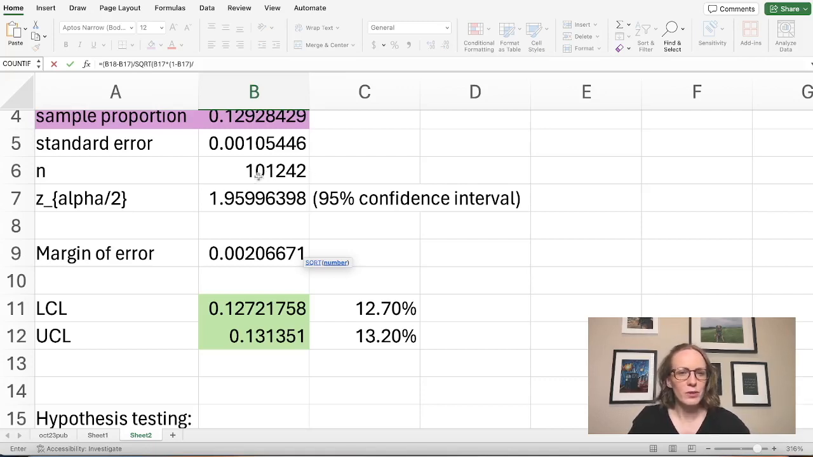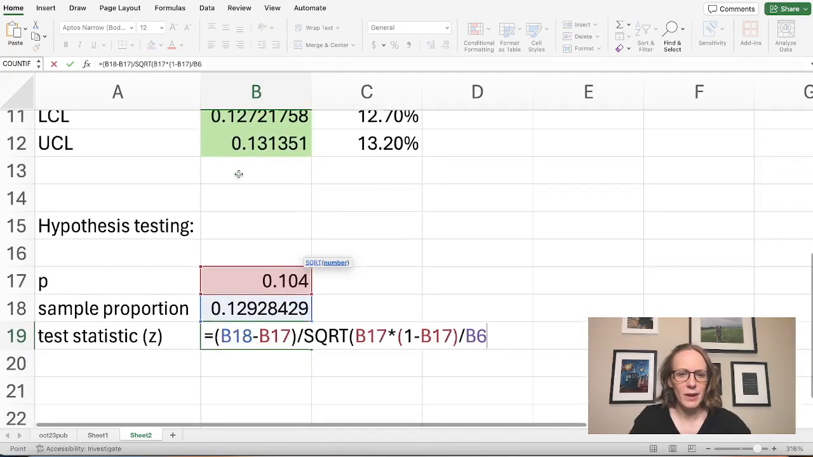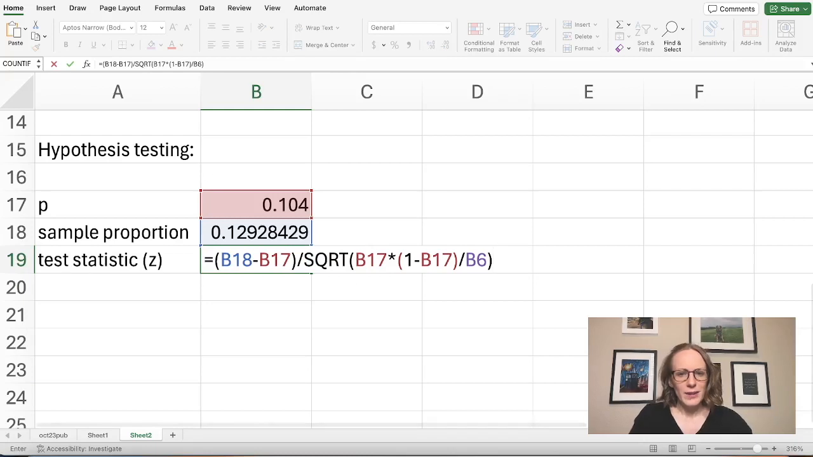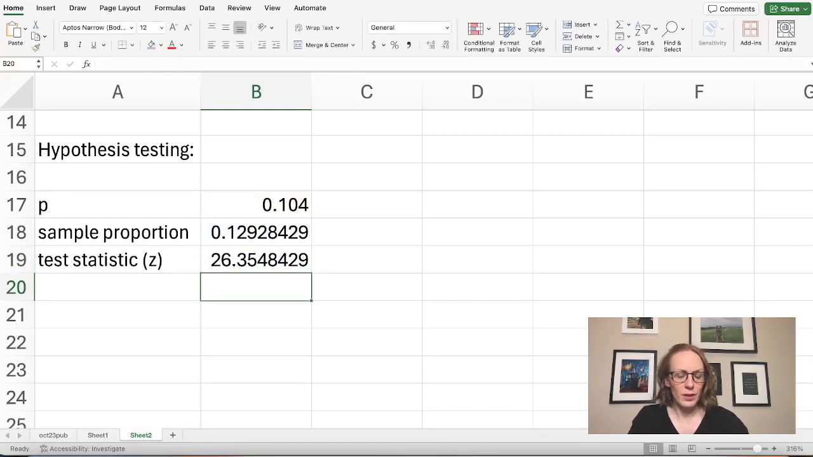And we got that that was 101,242, and so I'd select that value. And so this whole thing will be our test statistic. Okay, ooh, that's a pretty big test statistic.